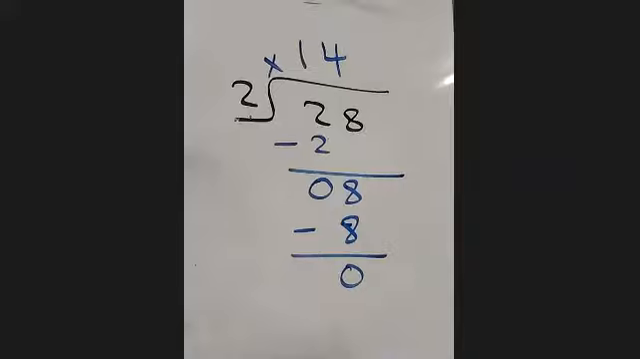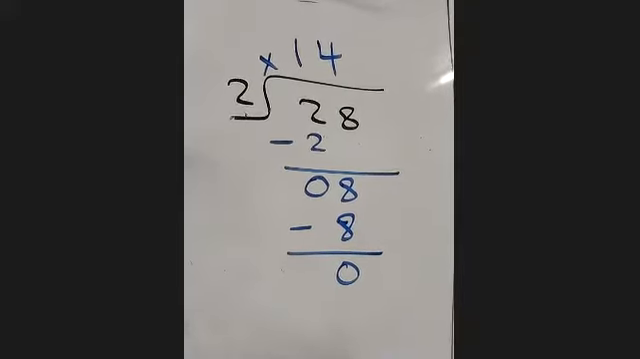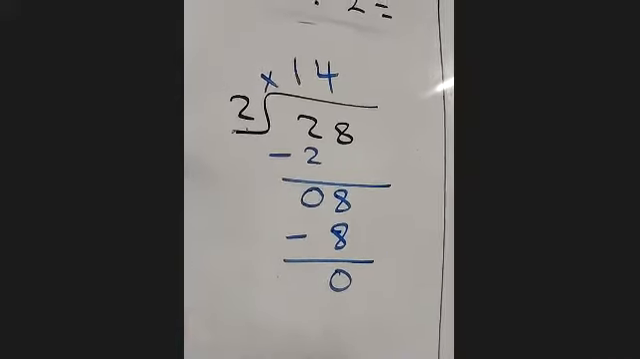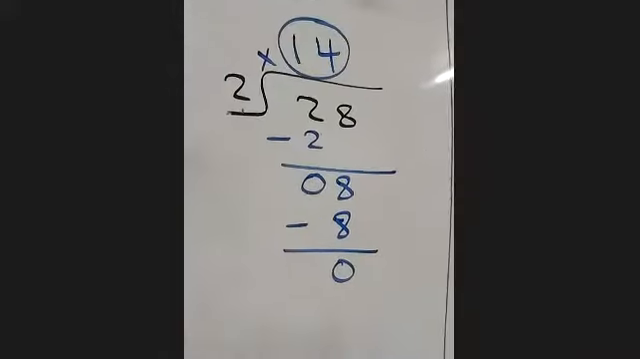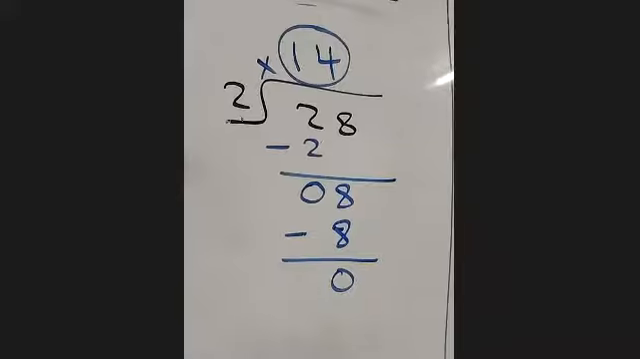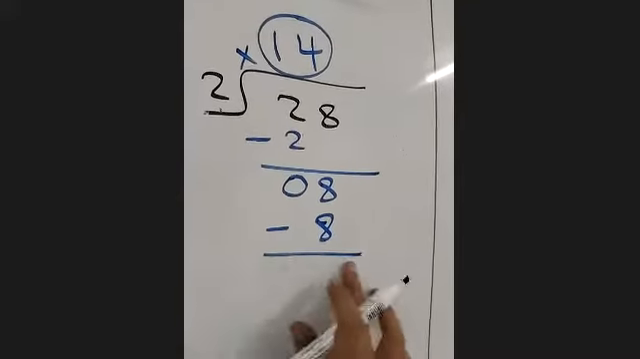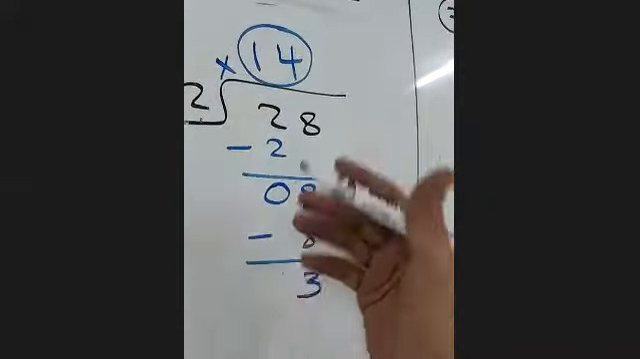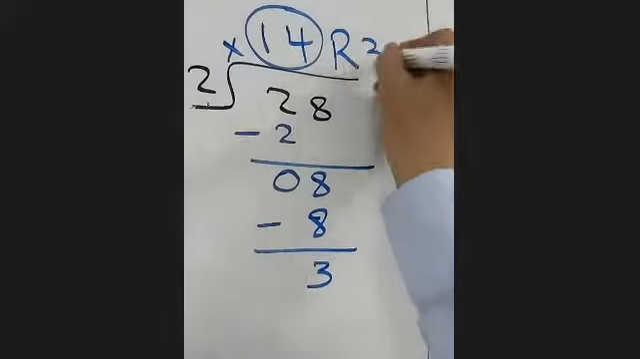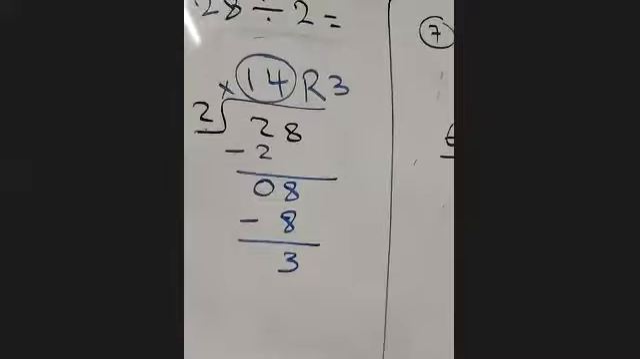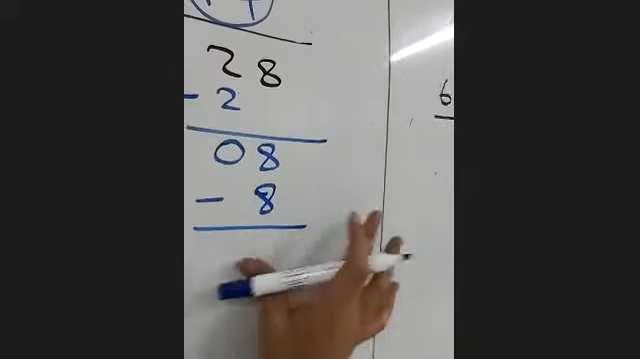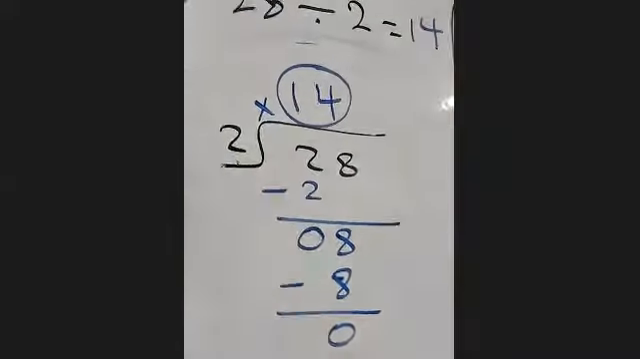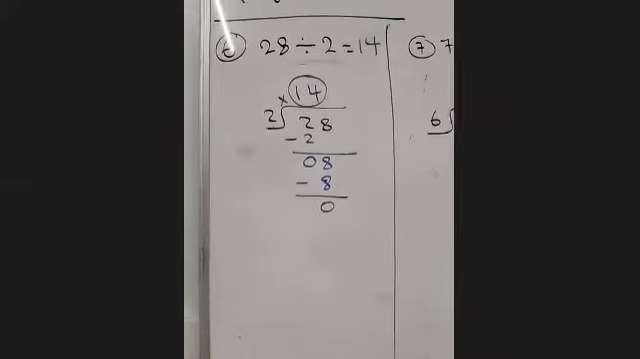The answer is, wait, I have to do my own way. No need, Mister, this is the answer. See it? Yeah. The answer is 14. If we have a remainder, ya Muhammad, assume that the remainder is 3, for example, we say 14 with R 3. But because the remainder is 0 here, it's enough to say 14. So 28 divided by 2 is 14. Got it? You understand it?